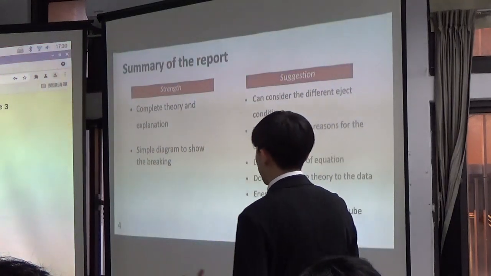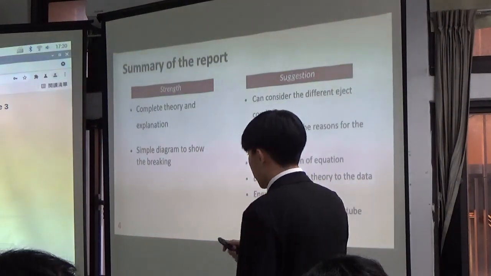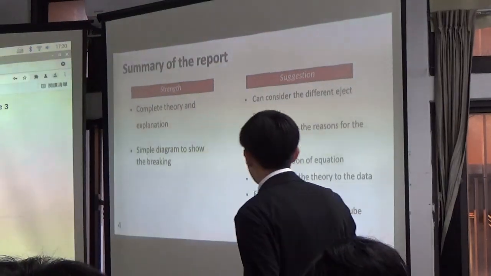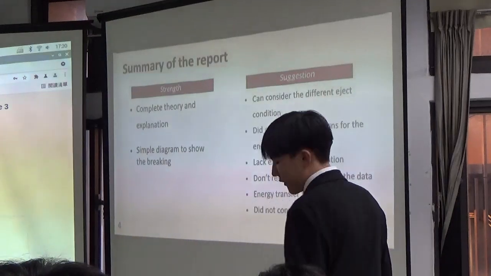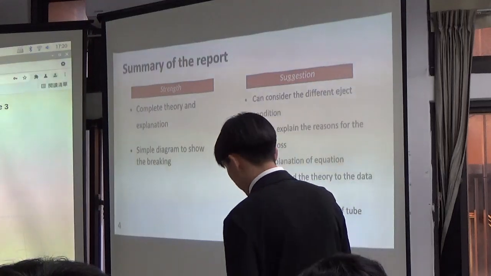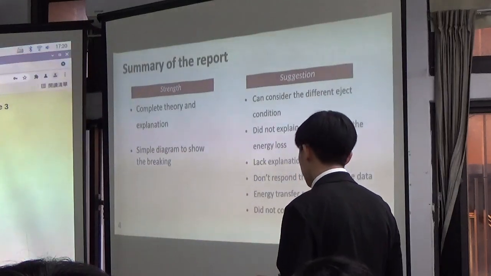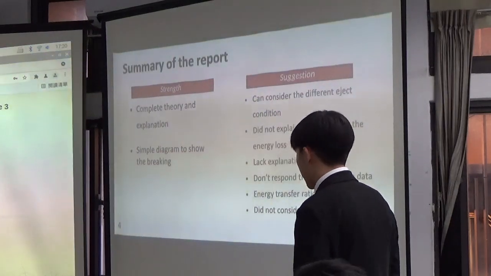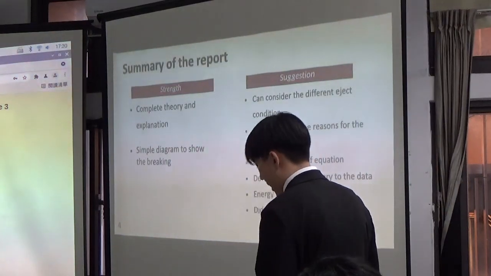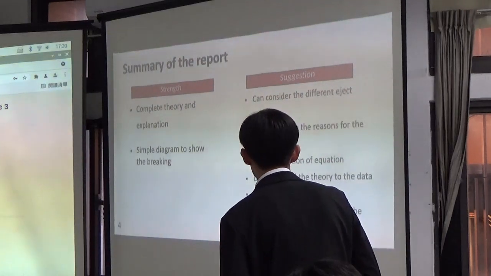Also, I think the reporter had quite a controllable setup in the experiment, which I believe impacts the experiment quite a lot. However, first of all, I think the reporter may need to consider different ejection conditions. The reporter only mentioned that the curvature of the spaghetti was the only reason for the ejection. However, I think the reporter did not consider, for example, the diameter of the tube, which may prevent the spaghetti from ejecting out, which I think we'll discuss later.